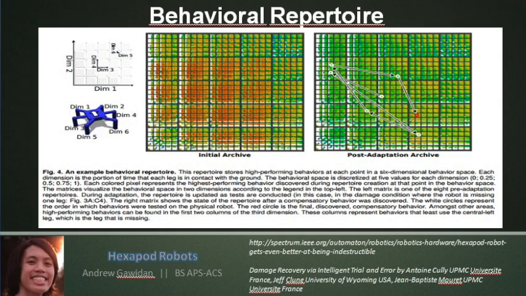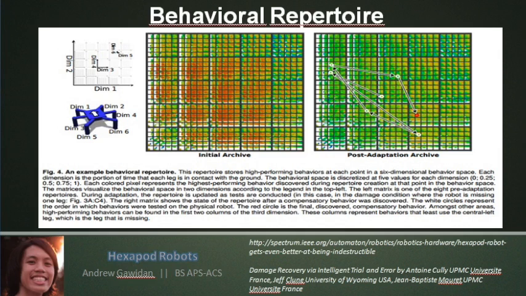The matrices visualize the behavioral space in 2 dimensions according to the legend in the top left area of the picture. The left matrix is one of the 8 pre-adaptation repertoires. During adaptation, the repertoire is updated as tests are conducted, in this case, in the damaged condition where the robot is missing one leg. The right matrix shows the state of the repertoire after a compensatory behavior was discovered. The white circles represent the order in which behaviors were tested on the physical robot. The red circle is the final discovered compensatory behavior.